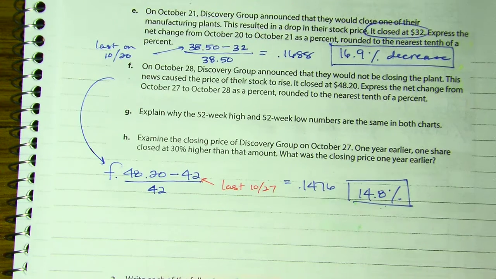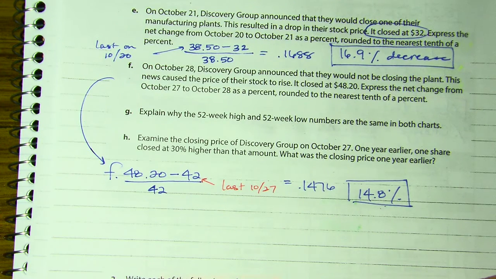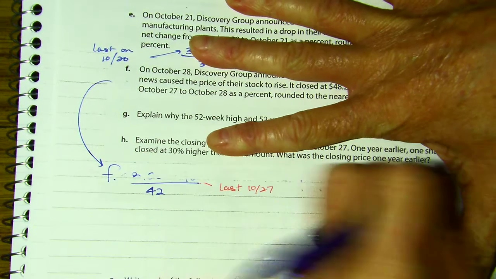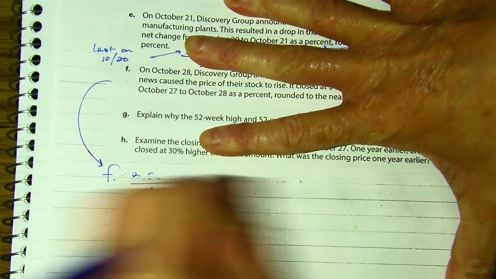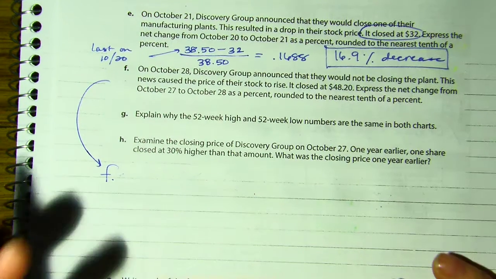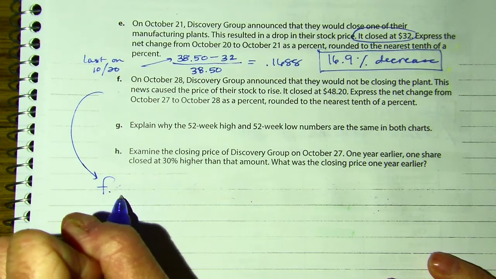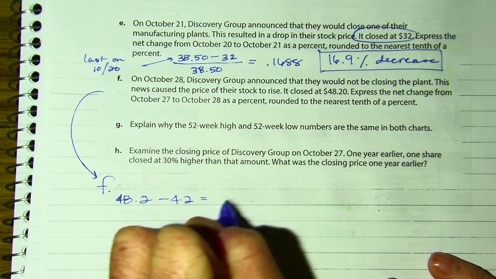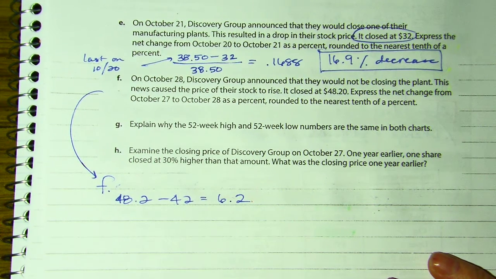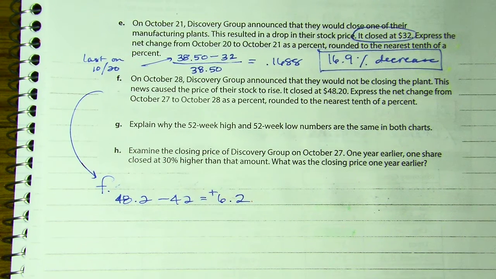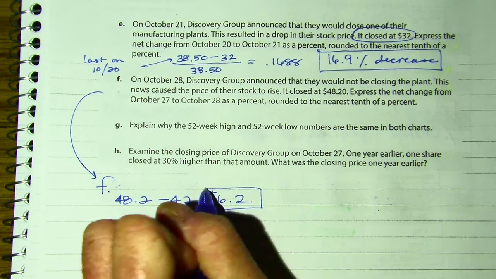And they might just want, sorry, the net change, I'm sorry. For part F, the net change is just 48.20 minus the 42, which is 6.2, and it increased. So it would be a positive 6.2 for part F.